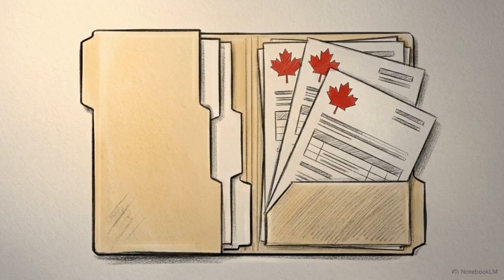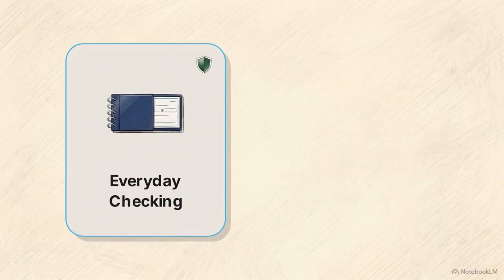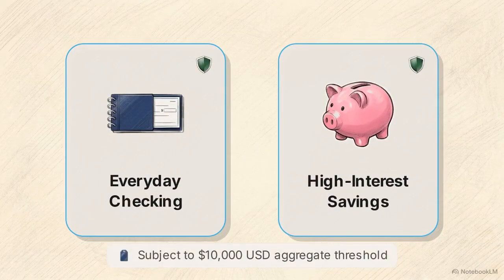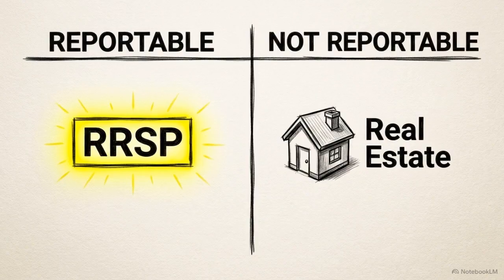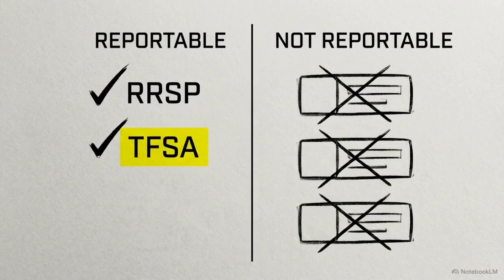Let's extract the necessary data. We must identify every Canadian financial account in your name. This clearly includes your everyday checking accounts and high-interest savings accounts. But the IRS does not recognize Canadian tax-free status. This catches many filers off guard. You must report all registered retirement savings plans, or RRSPs. You also have to include all tax-free savings accounts, or TFSAs.